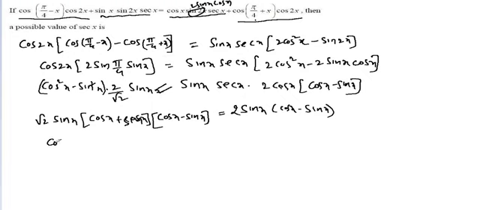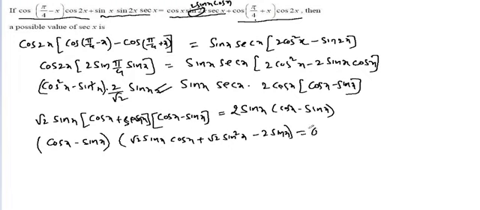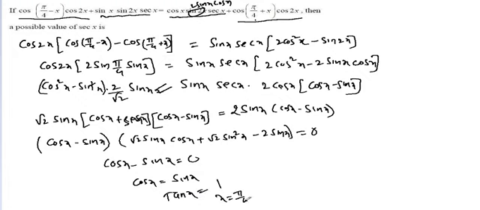Take cos x minus sin x common, that is cos x minus sin x into root 2 sin x cos x plus root 2 sin square x minus 2 sin x is equal to 0. From this equation, cos x minus sin x is equal to 0. So cos x is equal to sin x, that is tan x is equal to 1. Therefore x is equal to pi by 4. So the value of sec x is equal to sec pi by 4, which is equal to root 2. This is the answer.